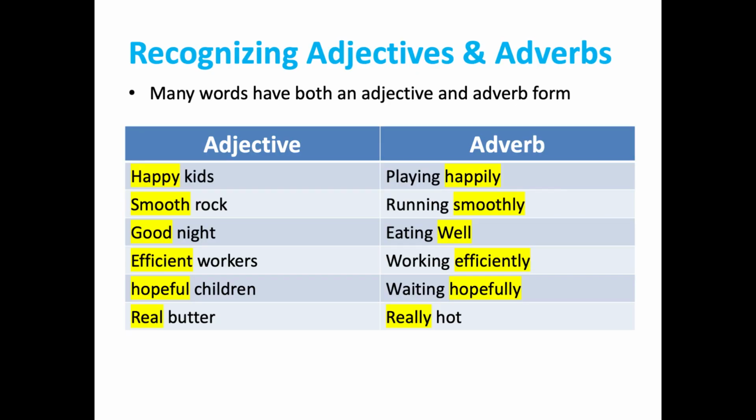Many words have both an adjective and adverb form. The highlighted words on the left column are adjectives. The highlighted words on the right column are adverbs. Notice the similarity. However, do note that the right columns modify either verbs, adjectives, or adverbs.